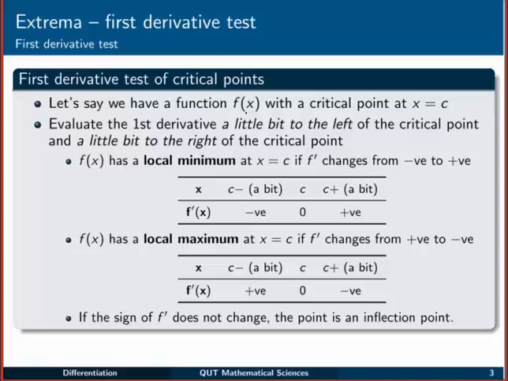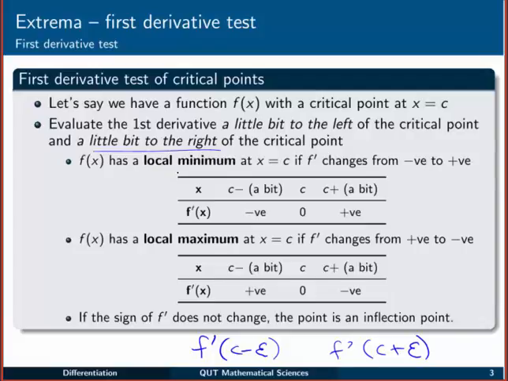Let's say we have a function f of x with a critical point at the x value x equal to c. What we need to do is evaluate the first derivative of f a little bit to the left of the critical point and a little bit to the right of the critical point. In other words, we'd be looking at f dash at c minus a little bit, sometimes in mathematics we say epsilon, and then looking at it on the right, f dash at c plus a little bit, again, c plus epsilon perhaps. Now there are three possibilities that we can find here.